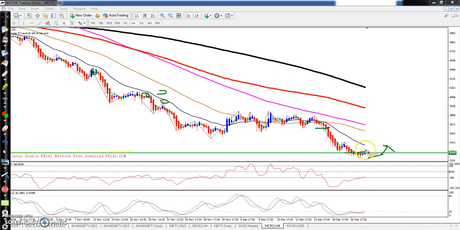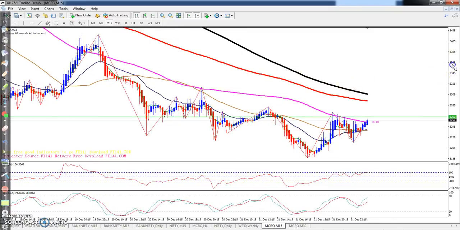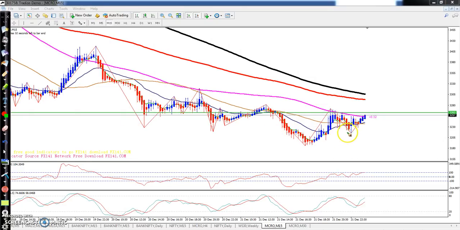So I think it will bounce from the 20 moving average again, and now we'll see where your entry point is, like in the 15 minute. If you see in the 15 minute, price is just creating a lower high, higher low. So you can see this is lower low, and they're creating higher low, and they are trying to create a higher high.